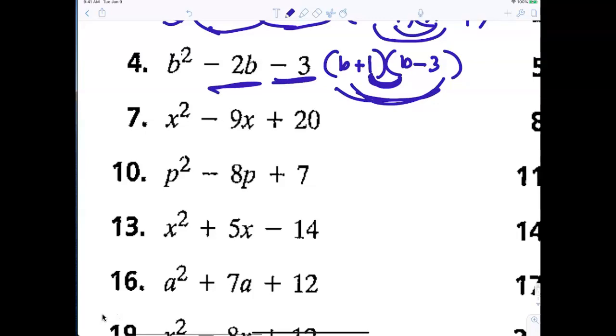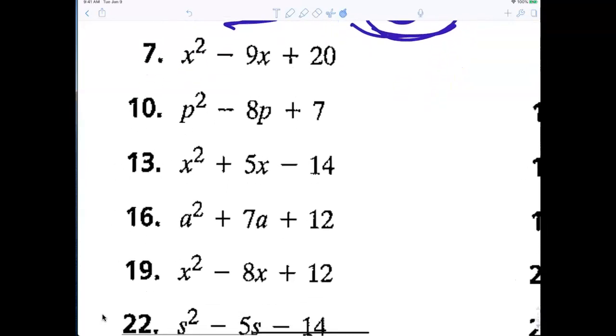Thomas, you're up. Number 7. Now, factors of 20 that make 9. And 3 times what is 20? I'm trying to ask you for the factors of 20. What times what is 20? Yes. Can we add those and make 9? Yes. So we're going to put a 4 and a 5.